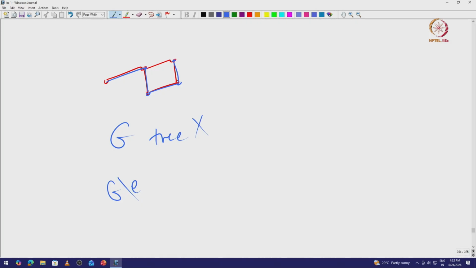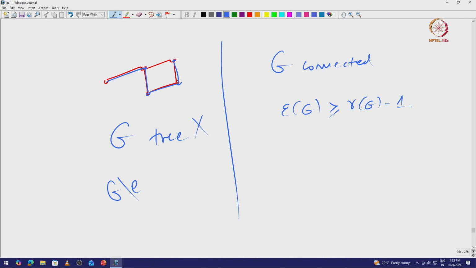So, this also implies that if G is connected, then the number of edges in G must be at least the number of vertices minus 1, because if G is connected, then by deleting non-cut edges we reach a graph with all edges being cut edges. So, that means we reach a spanning tree. For a spanning tree we have this property.